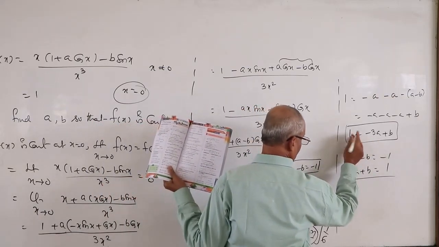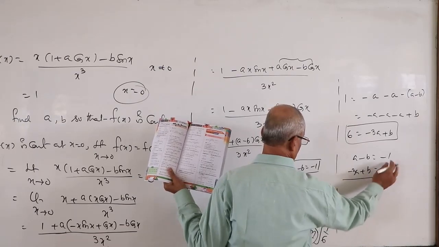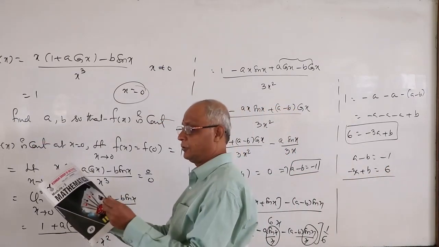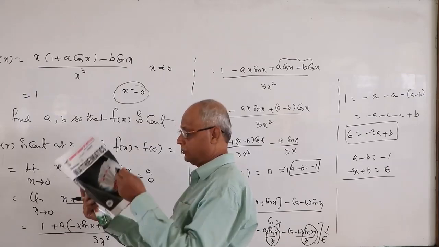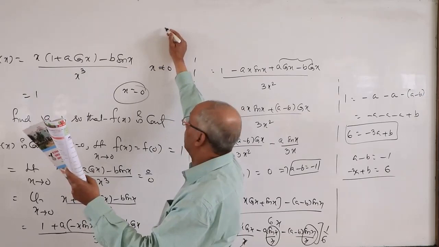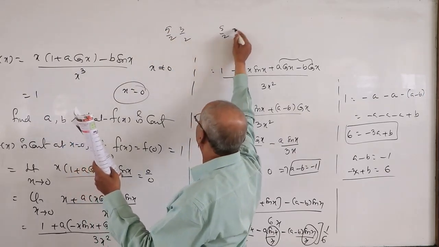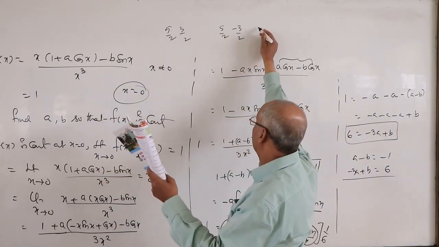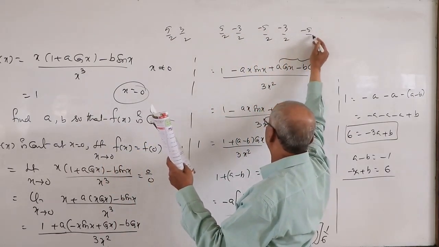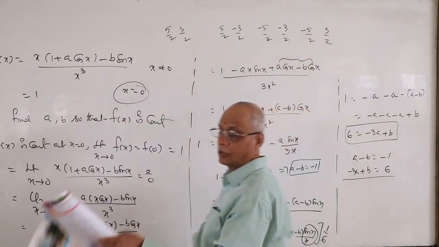Whole by 6 means cross multiply 6. What are the answers? I will put here A, B, C, D. Since they are asking you A only, B only, here I will show you. 5 by 2, 3 by 2 first. Next 5 by 2 minus 3 by 2. Minus 5 by 2 minus 3 by 2. Minus 5 by 2, 3 by 2. All combinations only he is writing.